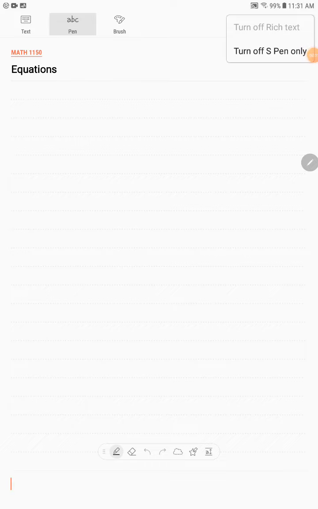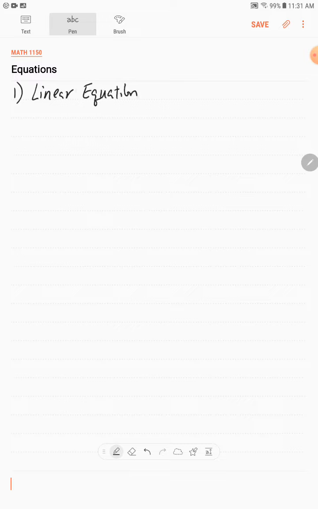In this part, we want to talk about equations. First, let's look at the linear equation. The linear equation is given by this form: ax plus b equals c, where a, b, c are constants. Then the idea is we want to solve this linear equation for the variable x.